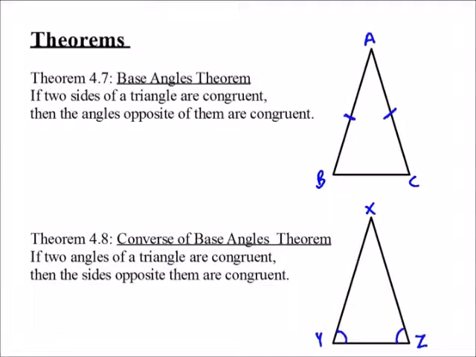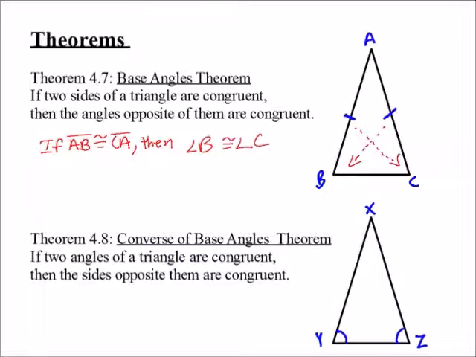Theorem 4.7. I don't want 4.7. I want the title. The base angles theorem. If two sides of a triangle are congruent, then the angles opposite them are congruent as well. So if side AB is congruent to side CA, then, now it might help some students to go ahead and draw arrows so that you know which angles you're talking about. Angle B is congruent to angle C.